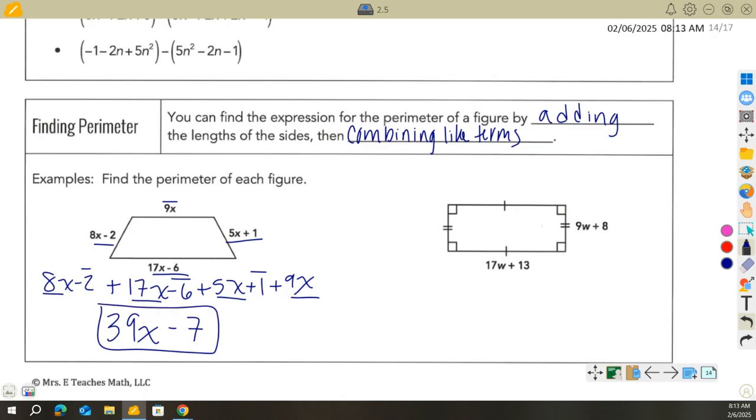Go ahead and do this. Remember, these symbols mean congruent. So this side is congruent to this side, and this side is congruent to this side. So meaning that this side is the same length as this side. So this side is also 17w plus 13.